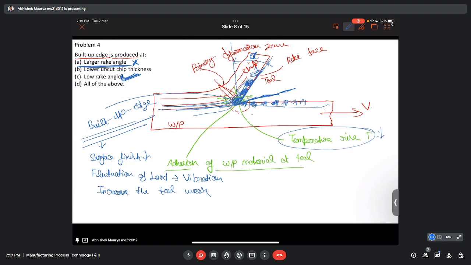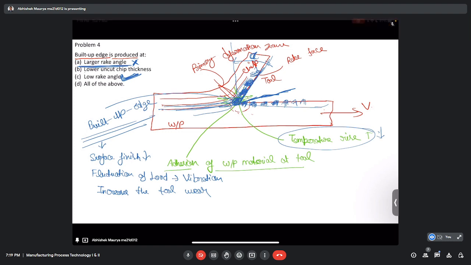And option B is the lower uncut chip thickness. If uncut chip thickness is lower, then cutting force will also be lower. If cutting force is lower, then temperature rise will also be lower, and built up edge formation will be suppressed. So lower uncut chip thickness doesn't promote the built up edge. So the correct option is low rake angle.